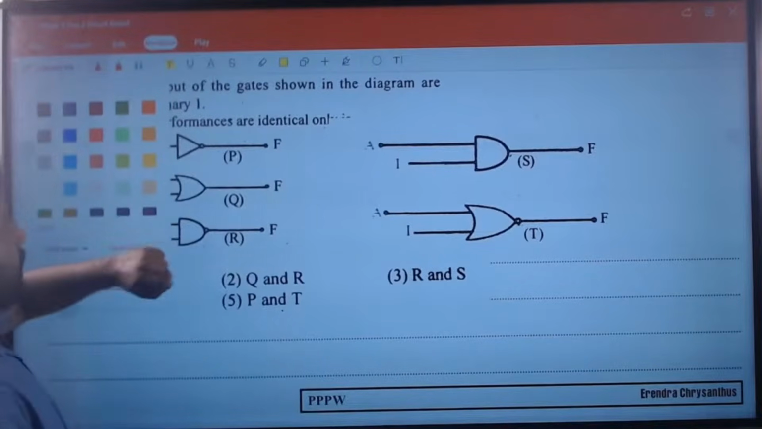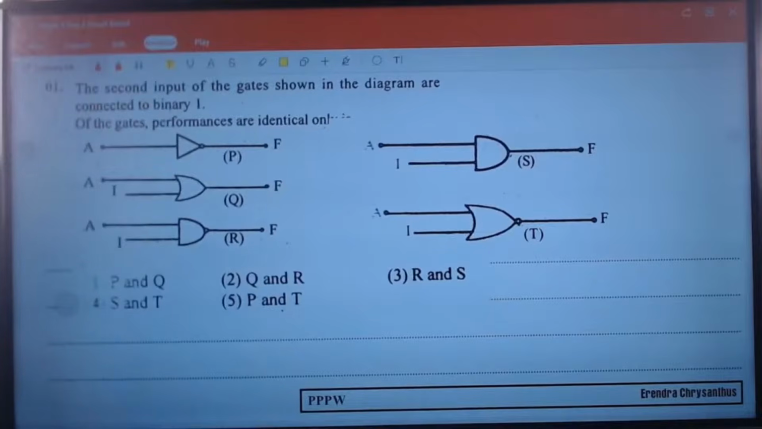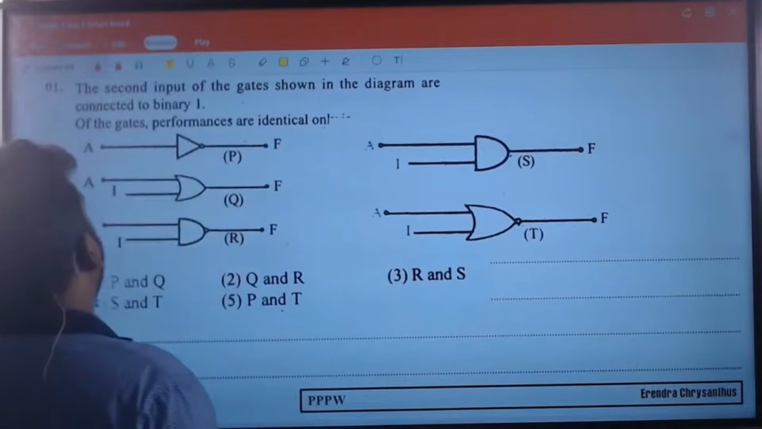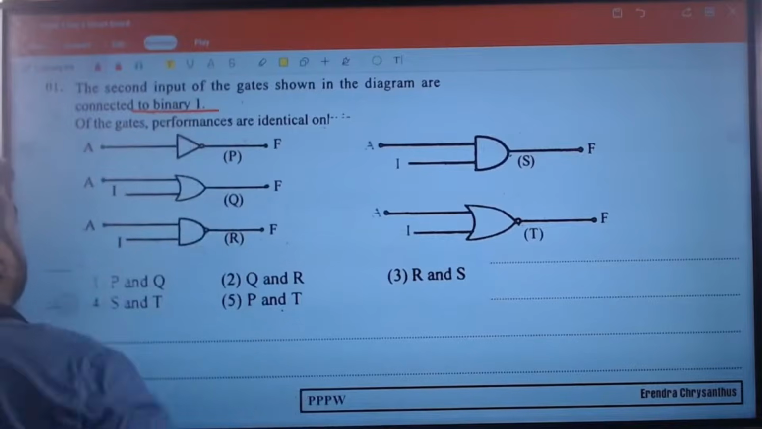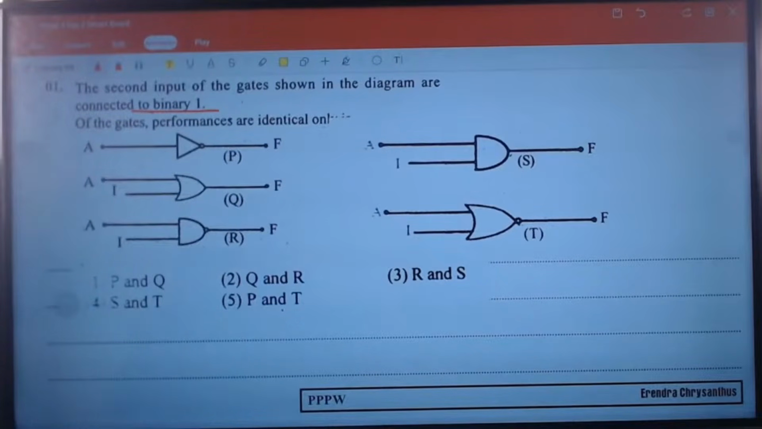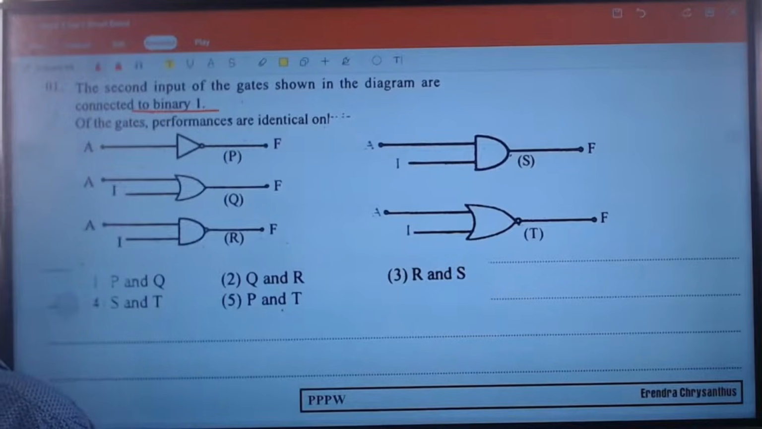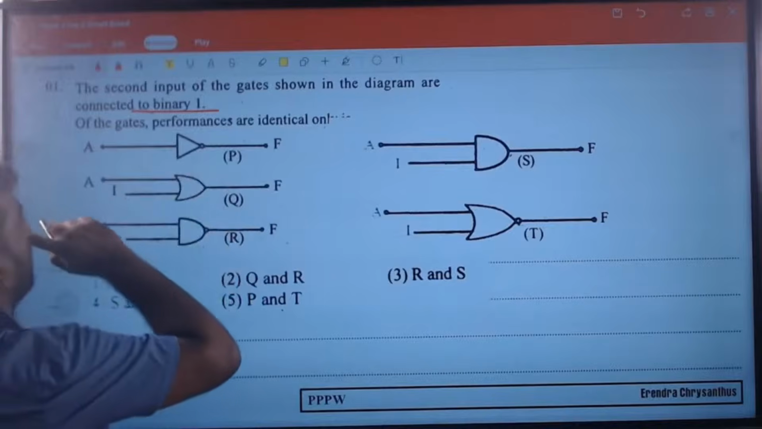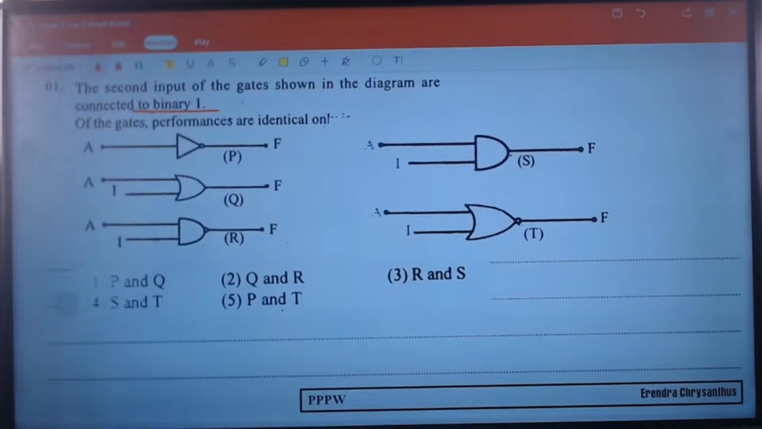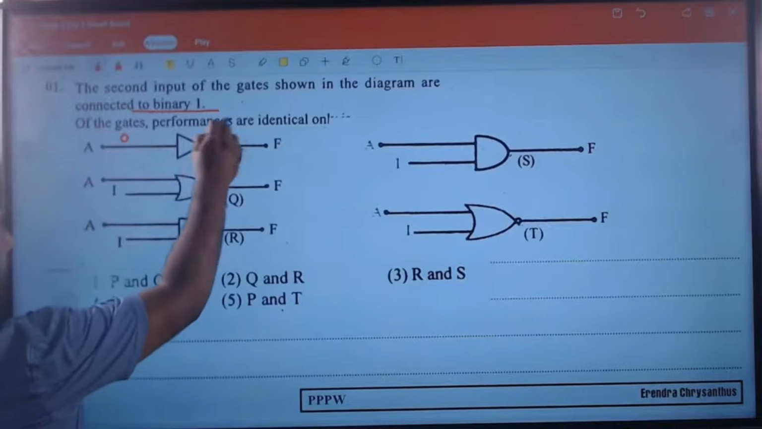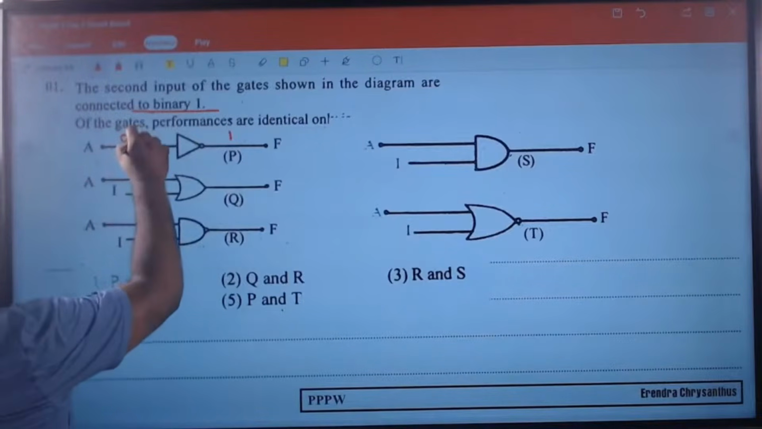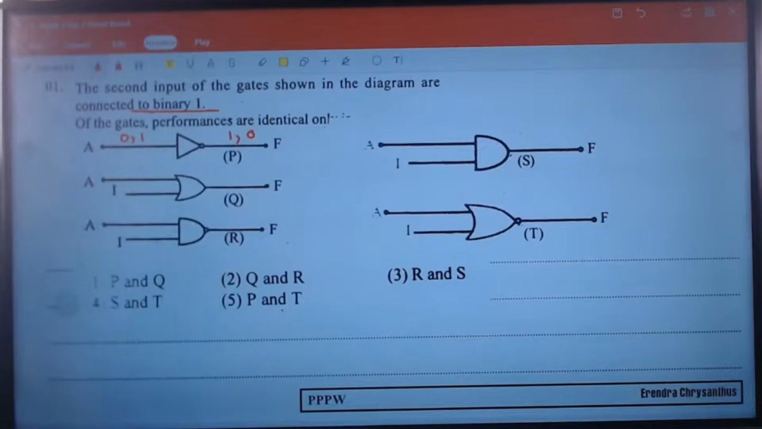Have a look at this. The second input of the gates shown in the diagram is connected to binary 1. Of the gates, the performances are identical only in two. These are NOT gates; the second input is connected to 1, so the first input can be 0. Let's say this is 0. NOT gate means 1. If this is 1, this is going to be 0.